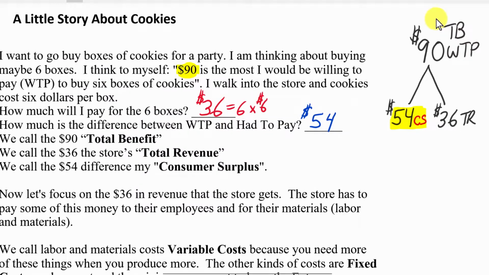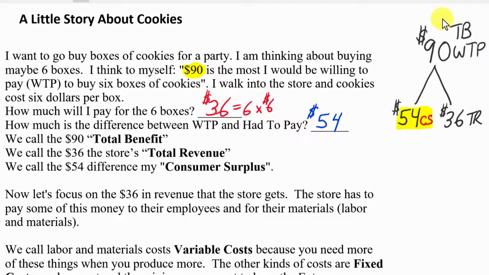All right, well, now let's focus on that $36 in total revenue. Think about the business at this point. They have $36 in their cash register. What do they need to do with this revenue that they have earned from selling these 6 boxes of cookies? Well, the store is going to have to pay some of this money to their employees and for their materials that they use to make the cookies and package the cookies and things like that.